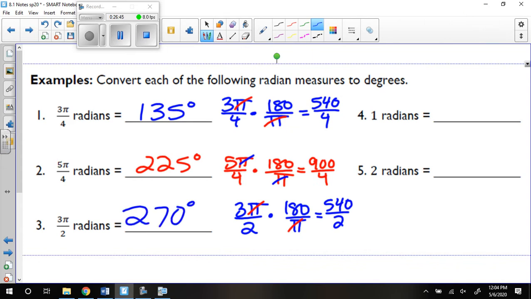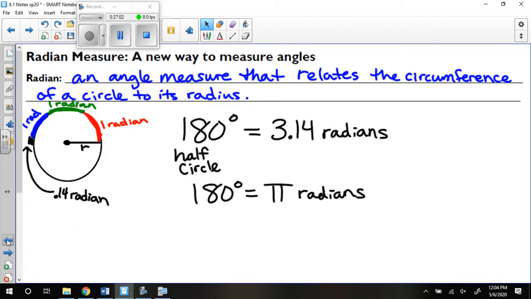270 degrees. Okay, now, these two are a little bit different. Notice they don't have pi in them. It's just saying 1 radian and 2 radians. Now, remember, I told you a radian is just a certain amount around the circumference of the circle. So we're saying 1 radian versus 2 radians, like my red piece, and then 2 radians would be my red piece plus my green piece.